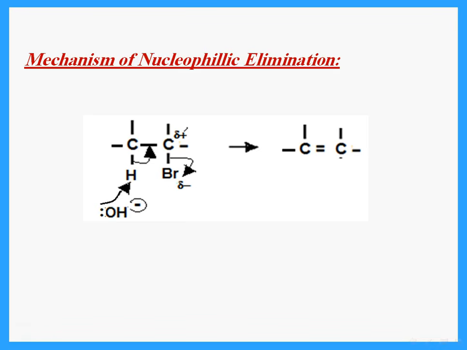So notice that the OH minus is not attacking the carbon. It is attacking the hydrogen on the nearby carbon. Now the bonding pair of electrons will go between the two carbons, and the bonding pair of electrons between the C and Br will go to the Br. So of course the other product here would be Br minus.